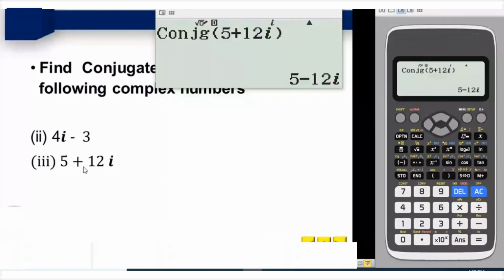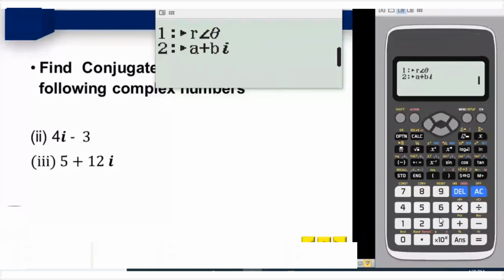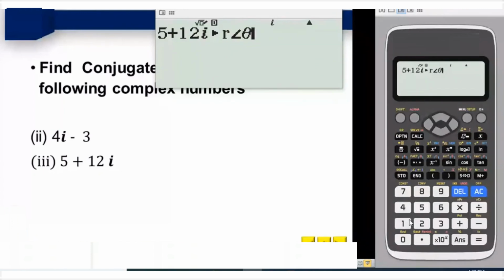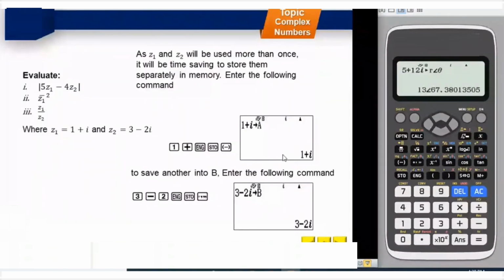Then I need to find the modulus and the argument. So I will write 5 plus 12 iota, and I will press OPTN. I will scroll down. I will press 1. That is 13 is the modulus and 67.38 degrees is the argument. I hope I'm clear.